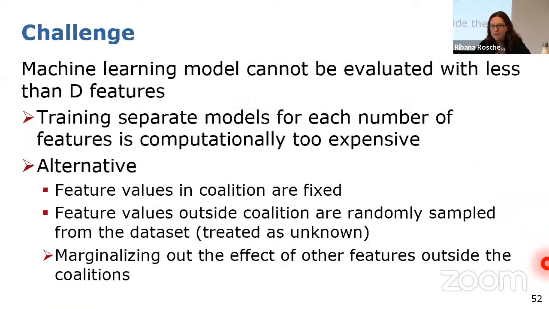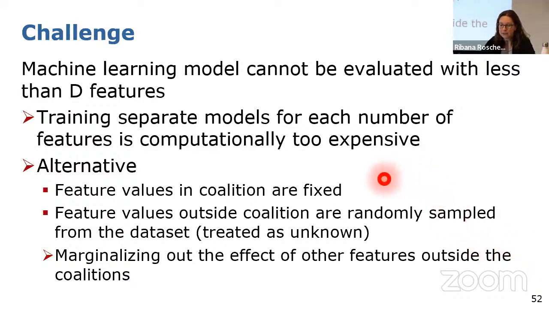That sounds really nice from a game theoretic perspective, but the challenge is that in a machine learning model, we cannot evaluate with fewer features. So it's not that you can take out a feature and then analyze something. It could be possible when you train separate models for each number of features, but this is computationally super expensive. And also this is nothing we want to do, because then you have a lot of models and it gets really complicated. But there's a really nice alternative.